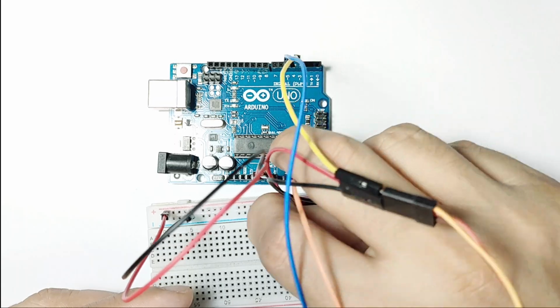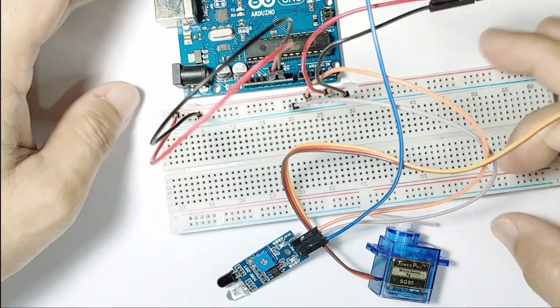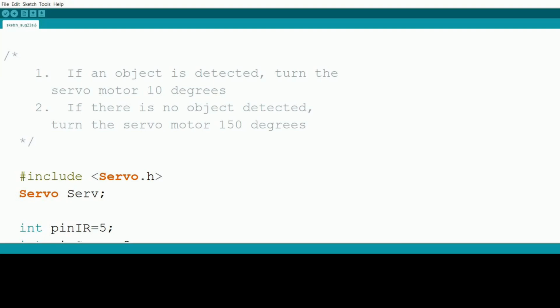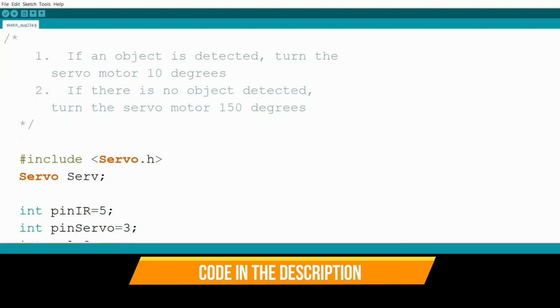With the wiring done, let's jump into the code that will make everything work. We'll be using a simple sketch to control the servo motor based on the sensor's readings. Here's the code we'll be using. Let's break down this code line by line.